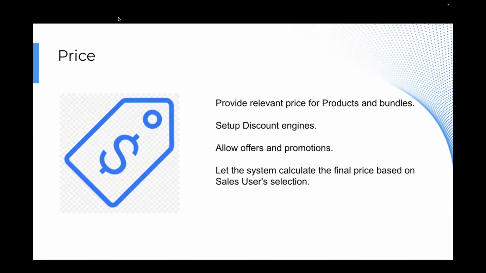Then what we are going to do in the pricing part of Salesforce CPQ. We would be providing relevant prices for products and bundles. We will be setting up a discounting engine. We would be allowing some offers and promotions to the customer. And the last one is letting the system calculate the final price based on the user selection. So we could create some custom fields for tax, location, and shipping charges, and then based on the user selection, we are going to update the final price on the quote.